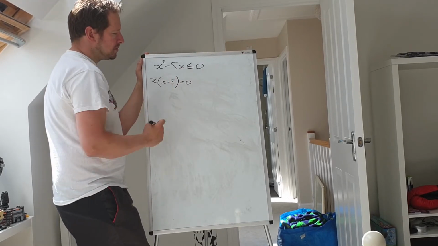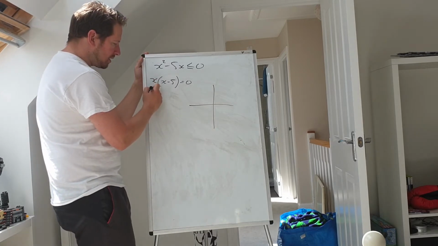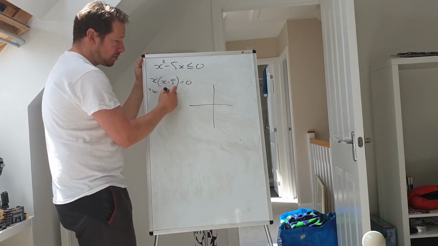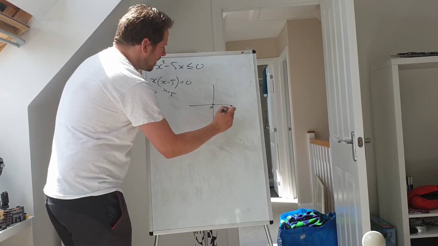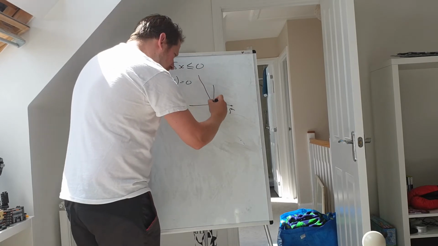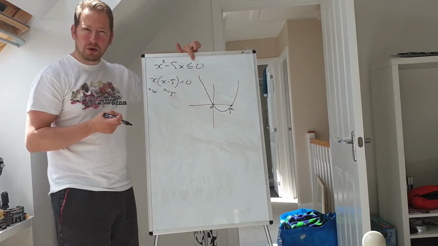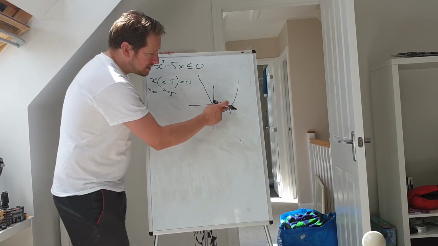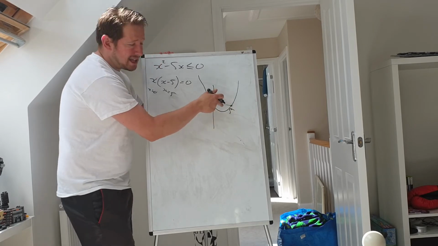So if I say that equals 0, if I'm going to sketch this, it's going to go through here at x equals 0, and this one at x equals 5. So 0 and 5. We know that it's a positive quadratic. It's going to look like this. And I want to know where this one is less than 0 or equal to 0. So this here, this little bit of it, that is where it's less than or equal to 0.